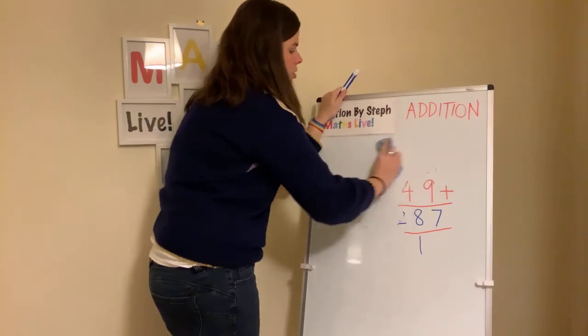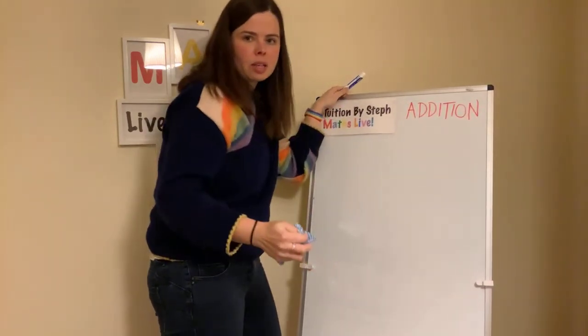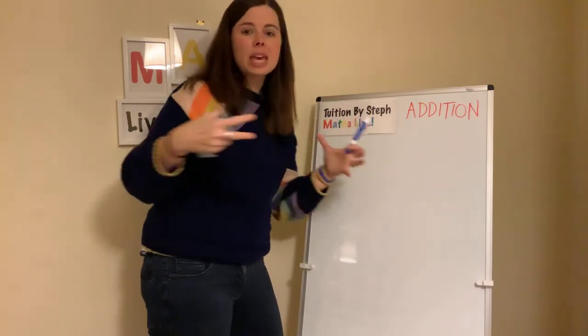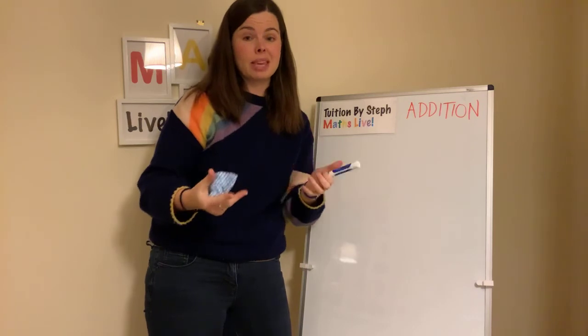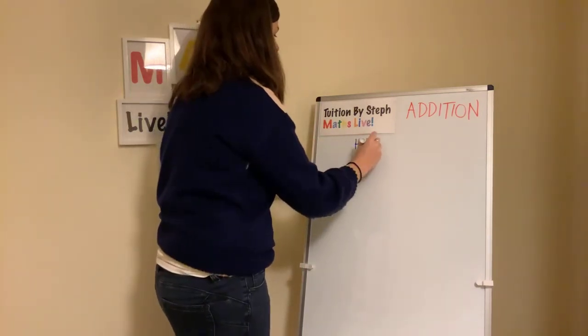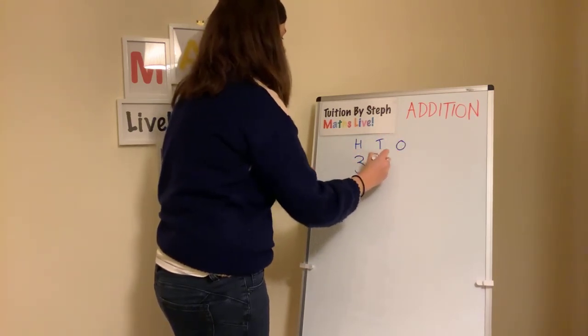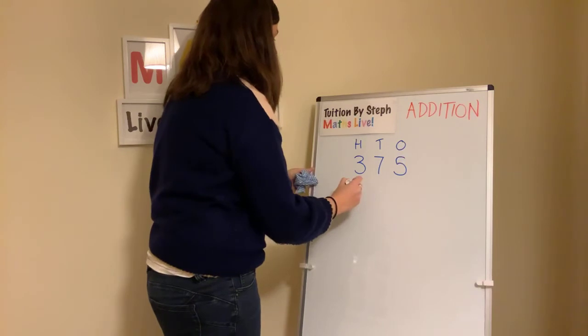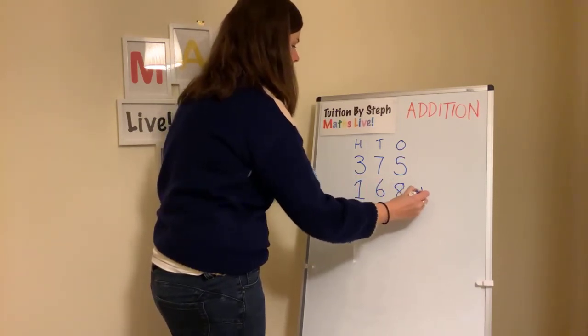Now, with column addition, it can get a bit trickier than that because the numbers not only can get bigger, but you might need to do more regrouping in order to make the calculation work. If I show you an example, I'm going to do hundreds, tens and ones now. Because you might be asked to add 375 plus 168. Okay.